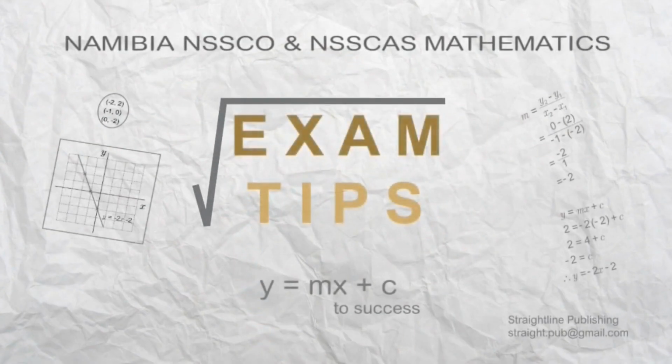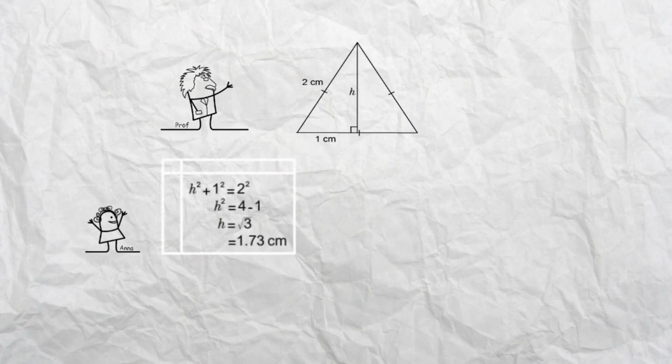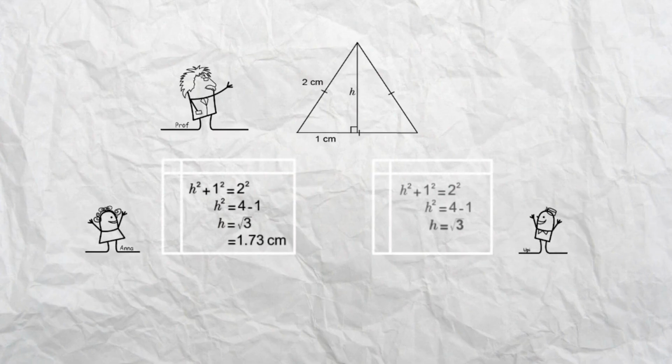Exam tips! Alright, class. Use Pythagoras' theorem to find the height of an equilateral triangle with a side length of 2 centimeters. I got 1.73 centimeters. Same. My final answer is square root 3. Wait, you need to round it. It should be 1.73 to 3 significant figures. But square root 3 is exact. Why round? Good question. Leave answers in exact form when possible. Square root 3 is fully correct.